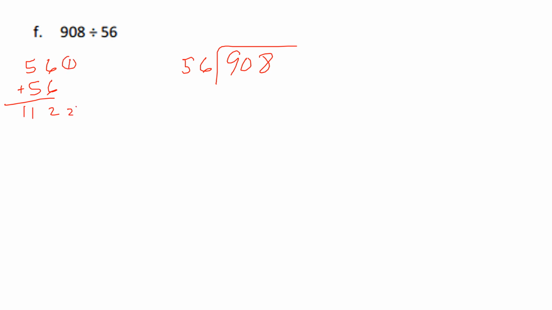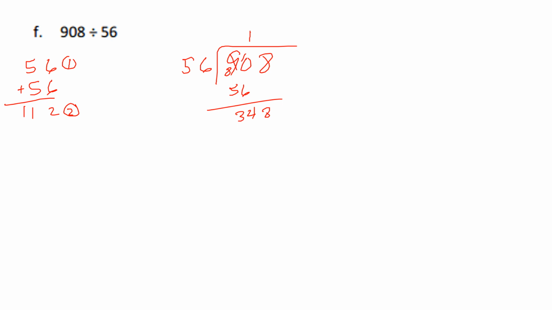Our last one like this, we have 908 divided by 56. And I can see right off the bat, 56 plus 56 is going to give us 112. So the first multiple will be 56, second multiple will be 112. So I know 90, I only can get 1 out of it. So I'm going to go 56. And when I regroup, I'm going to end up with 34.